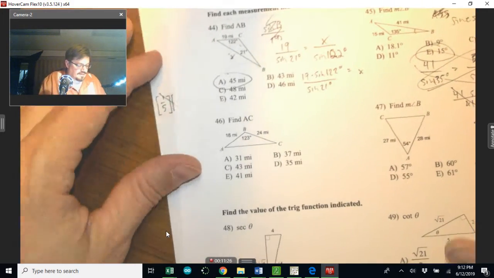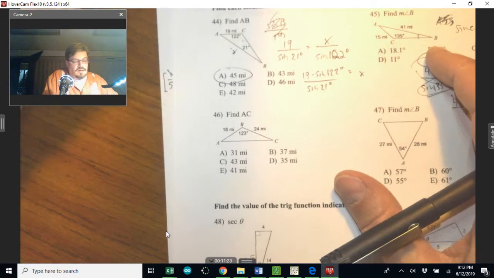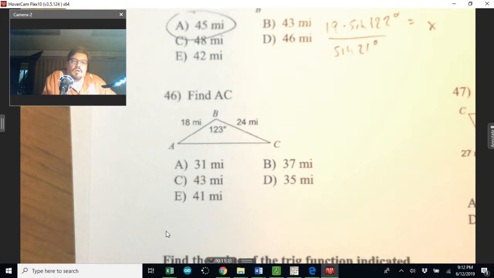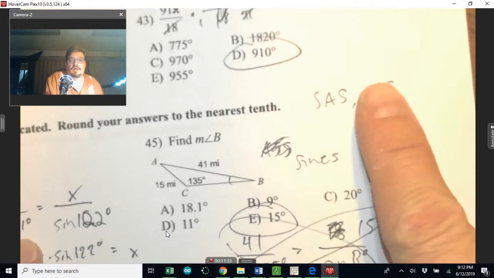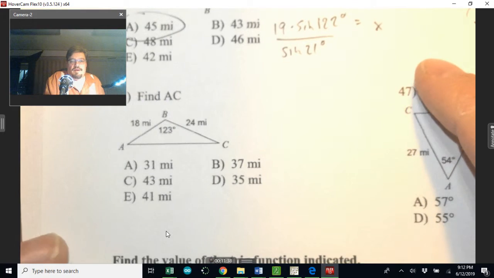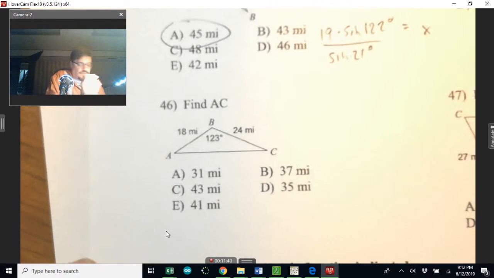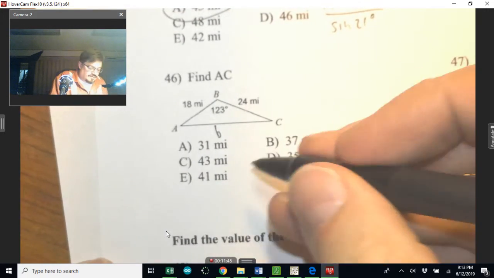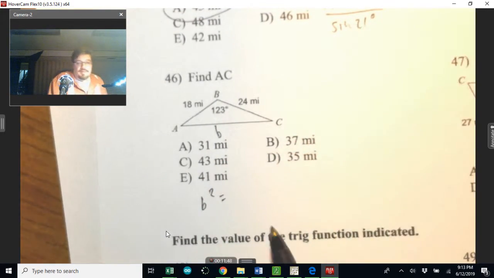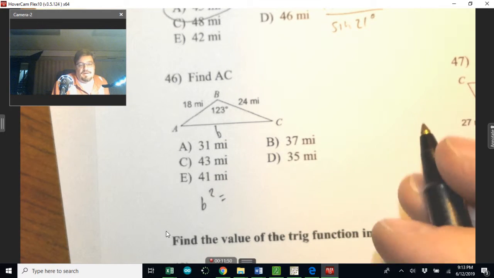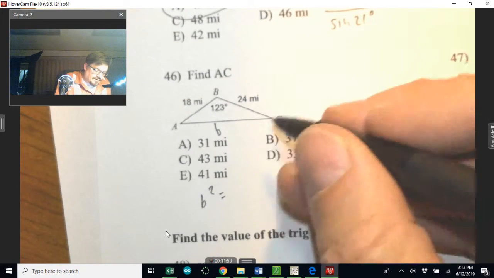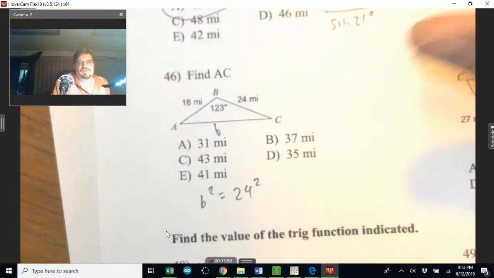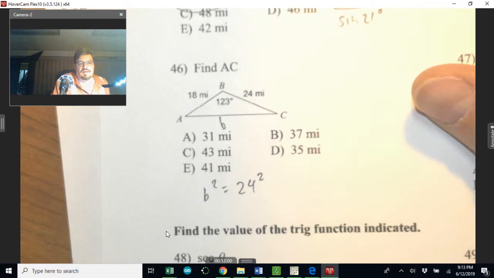Alright, so find AC. This is side angle side. So this guy here is law of cosines. I want to find AC, which is little b. So I'm going to choose the formula b squared equals. I'm just going to write it out so I can type this in my calculator. A squared. Now your notes, I'm going to assume that you have your law of sine and law of cosine notes in front of you.